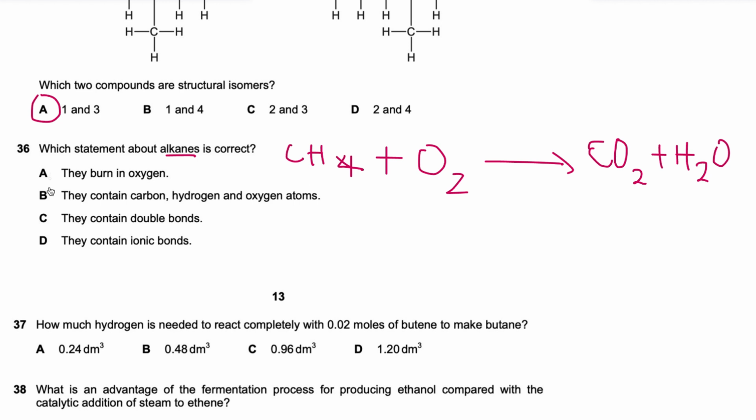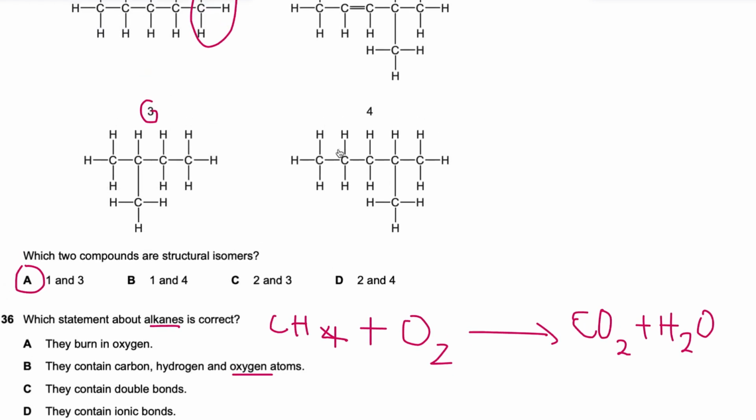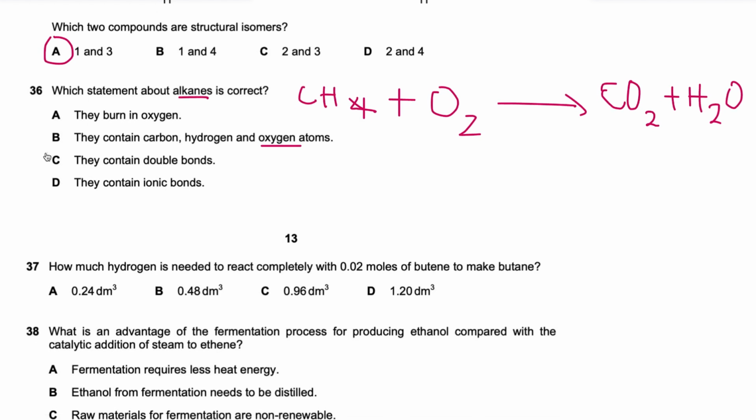So they burn in oxygen, that's absolute. Do they contain carbon, hydrogen, and oxygen? The alkane family doesn't contain oxygen atoms. It's only carbon and hydrogen, they are hydrocarbons. Do they contain double bonds? They don't, they contain only single bonds, because they are already saturated. It's only alkenes that contain double bonds. So that's not correct.